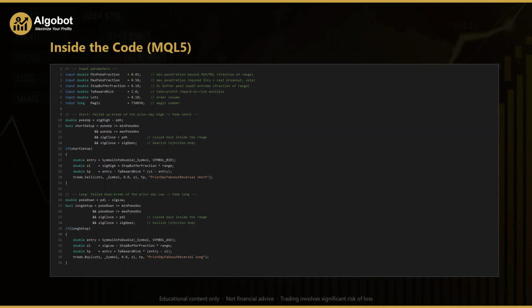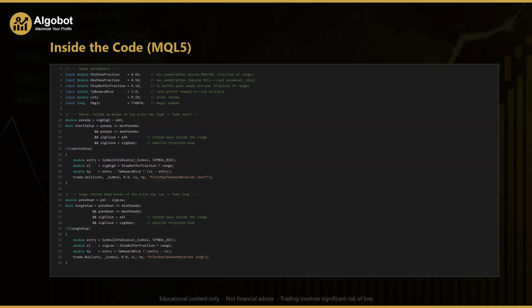The short block first measures poke up, how far the signal candle's high reached above the prior day high. The short setup condition is true when that poke is at least the minimum, no more than the maximum, the candle closed back below the prior day high, and its close is below its open, meaning a bearish body. When all of that holds, the code reads the entry from the bid, places the stop just above the signal high plus the buffer, sets the take profit at the reward-to-risk multiple of the risk, and calls trade.sell.